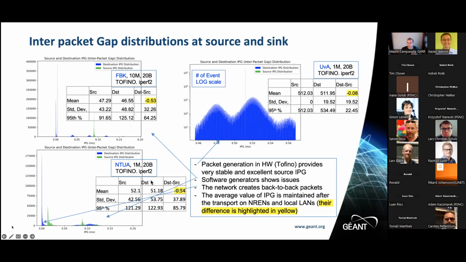Note that even for Greece, the mean value of the interpacket gap is exactly the same, 0 difference. And the variation is definitely larger, as you can see, meaning that you have both an overlap of the effect of the generation of the packets that spreads the interpacket gap from the beginning, and at the same time the packet handling by the network. So packet generation in hardware, as this picture shows, provides a very stable and excellent source interpacket gap, or quality or profile in time of the flow.